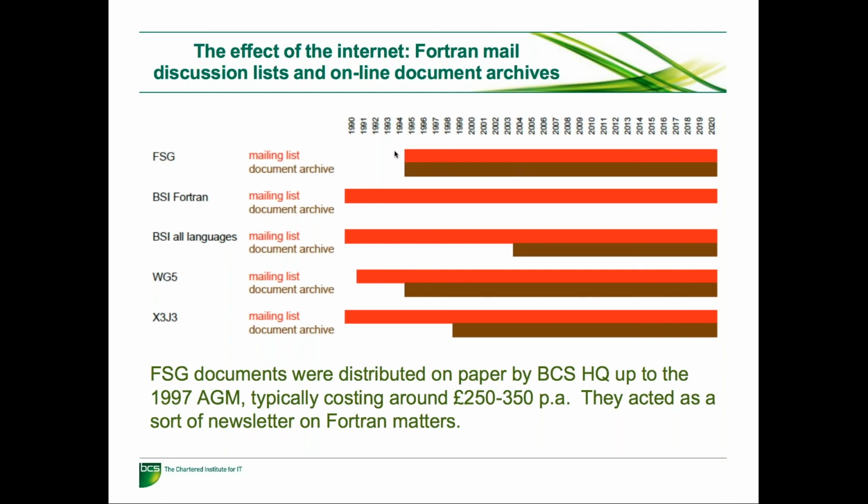So the FSG mailing list started in 94, and the document archive also started in 94. Those are both Miles Ellis's initiative. And comparing with other groups, the BSI Fortran started mailing earlier, W5 mailing started earlier, and the J3 started earlier, and document archives.